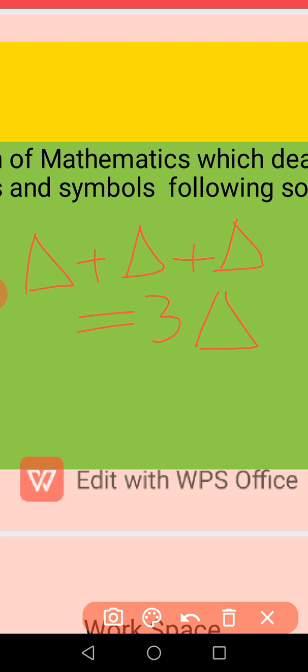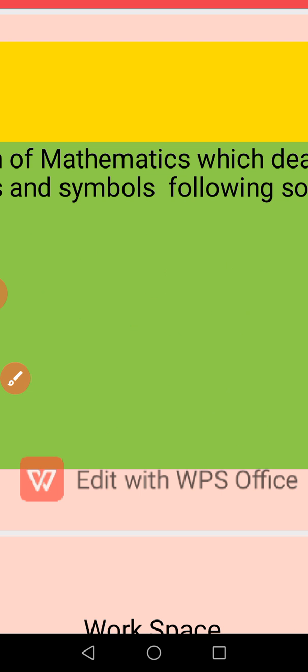Okay. Not only symbols, English alphabets also. That is y plus y. How many y's? 2 y's. So it is 2y. Here there is a number and an alphabet, and these alphabets which are used in this particular branch of mathematics are known as variables.